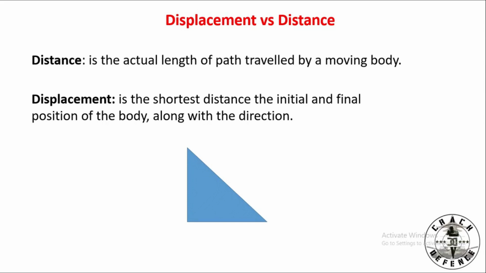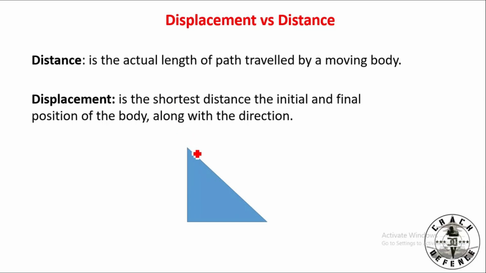Okay, coming to the next one, we have some simple concept, that is displacement versus distance. Now, what is the difference? Distance is the actual length of the path traveled by any moving body. Now, what is displacement? It is the shortest distance between the initial point, or you can say starting point, and the end point of the position of the object.